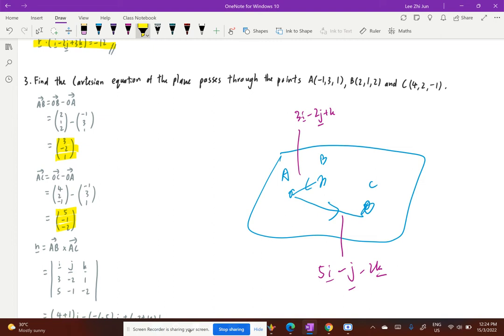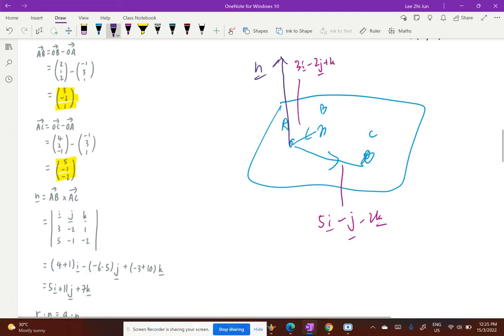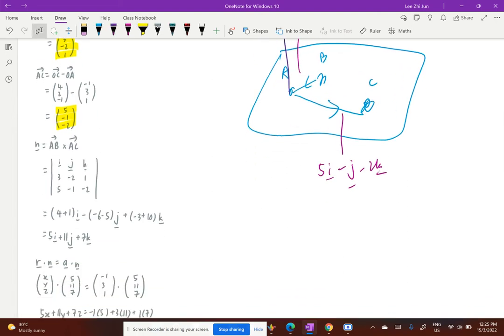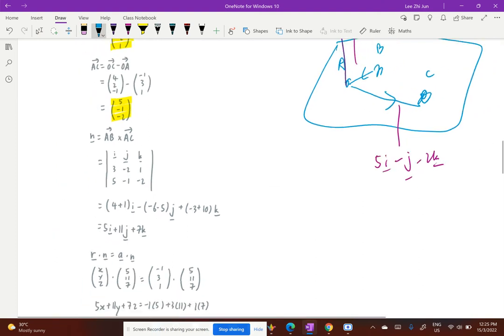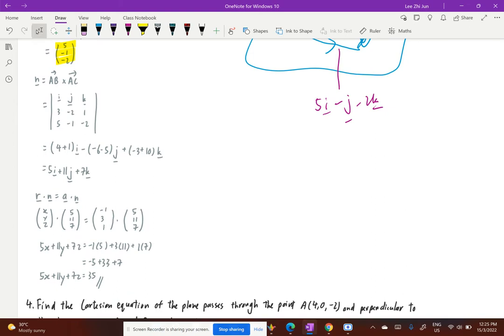So we need to find the normal vector. We learned from the vector product: to find the normal, we need to multiply the vector AB and AC. This is the normal vector. So we use the matrix, and we will get 5i plus 11j plus 7k.